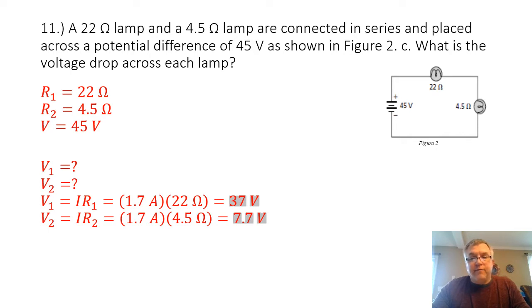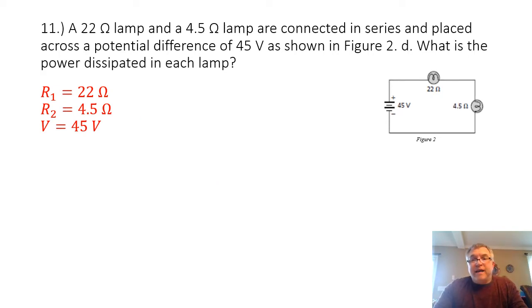For the voltage going across the second lamp, I'm going to multiply my current, 1.7 amps, times the resistance of the second lamp, 4.5 ohms. When I do that, I'm going to get a voltage of 7.7 volts. One thing I do want to point out here is if I add up the voltages going across each lamp, 37 plus 7.7, I'm going to get 47.7 volts, which is very, very close to the overall voltage of the circuit. There's a little bit of a discrepancy there due to rounding errors and significant figures, but it is very close. So again, a good way to double check your work.